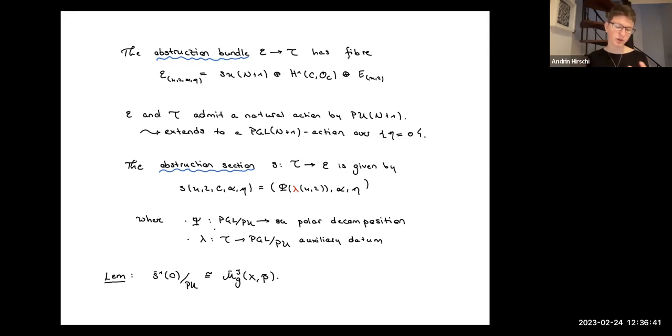And as said before, we have a PGL(n+1)'s worth of such embeddings. Now we restrict this to a PU(n+1)'s worth of such embeddings using this slice function here. And this shows that the zero locus of S, quotient by PU(n+1), actually gives us back the moduli space of stable maps if we simply forget the embedding. Okay.